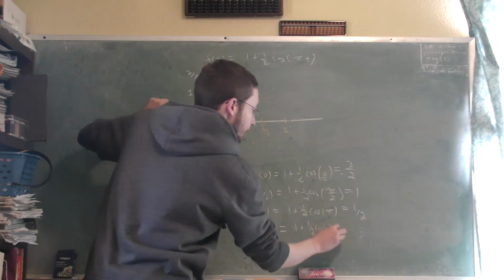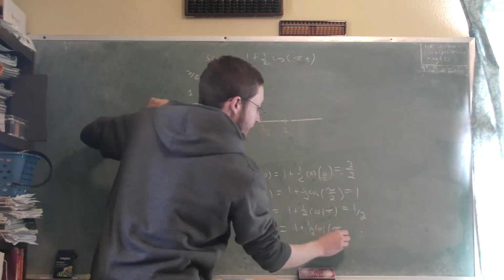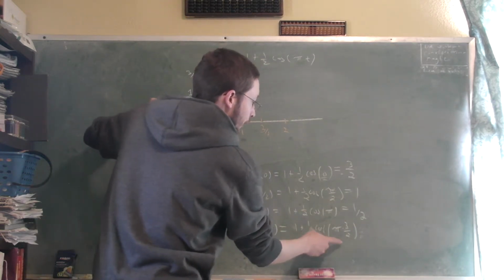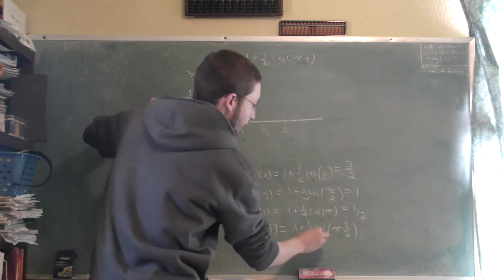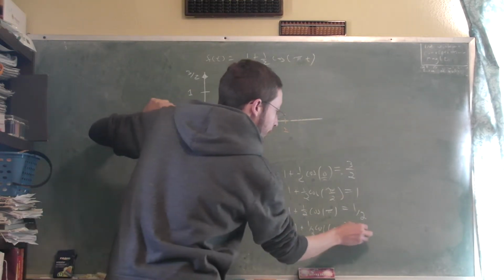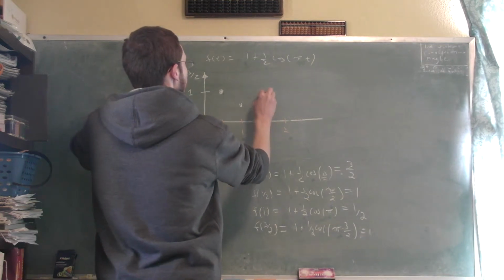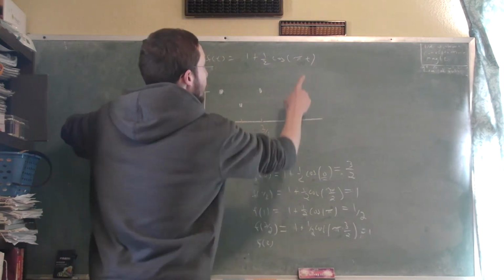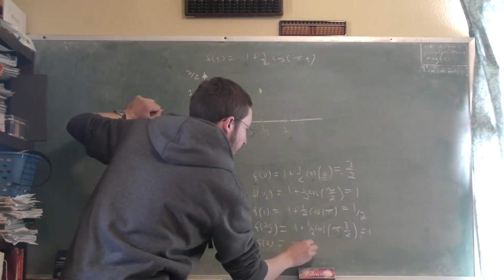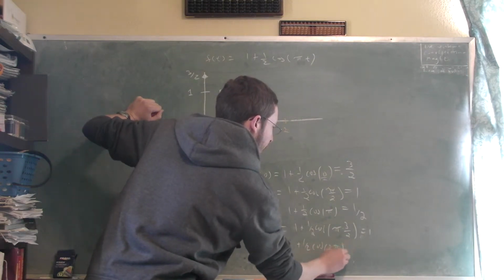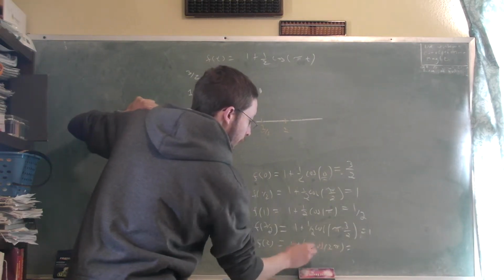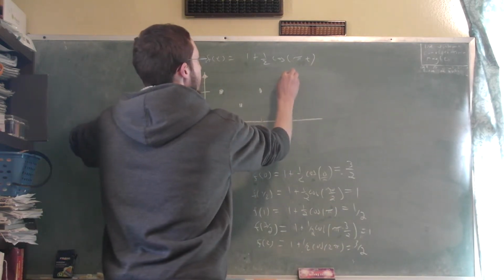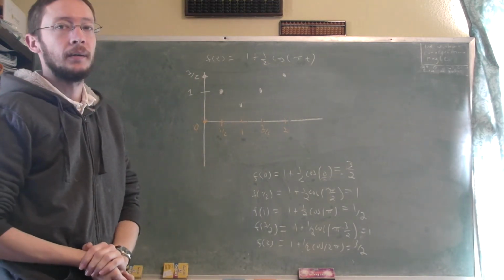So we input 3 halves into here. And there's that same value, 3 pi over 2. Cosine 3 pi over 2 is 0. So this whole term drops. We're just left with 1. So 3 halves, we're left with 1. And f of 2 in for t, and plus 1/2 cosine 2 pi. Cosine 2 pi is 1. 1/2 plus 1 gives us 3 halves. So at 2, there's our y coordinate, and connect the dots.